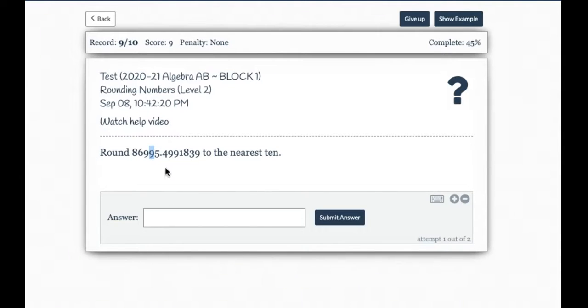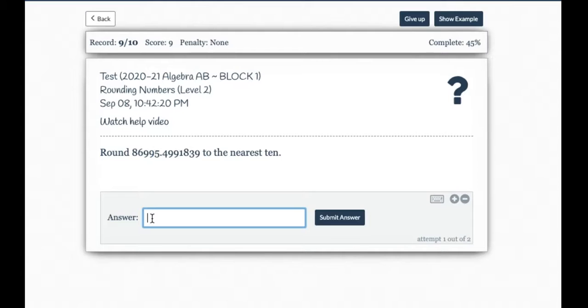So the 9 is in question. The 5 tells us that we need to bump up the 9. And again, here's the trick. 9 would go to 10, but this is really 99 going to 100. Actually, it's really 699 going to 700. So when you bump it up, you do really kind of have to carry.